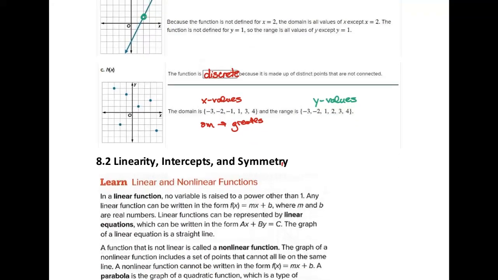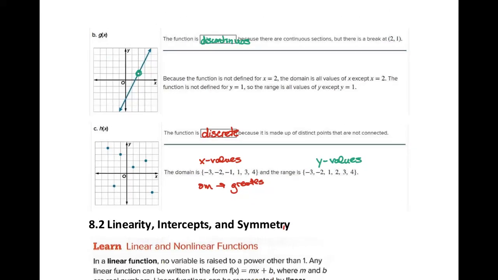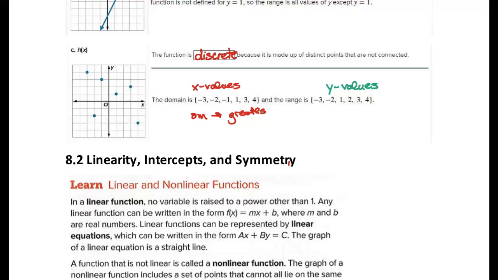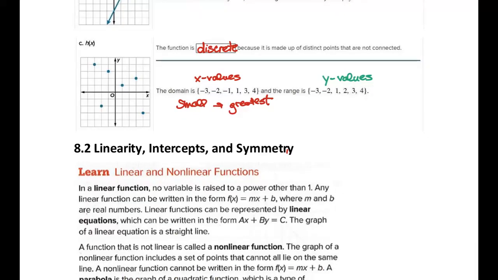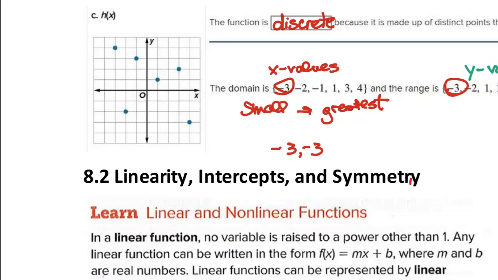There we go. Any questions about any of the notes that we did for today? Yes, it doesn't look very good. Smallest to greatest. Because when you look at this, you might say, oh, -3, -3. Is there a point that's -3, -3? Let me just look. That's 3 to the left: 1, 2, 3. 3 down: 1, 2, 3. There is not a point there. So it's not that they match up necessarily. It's just in order from smallest to greatest. Okay? That's what I'm saying there.